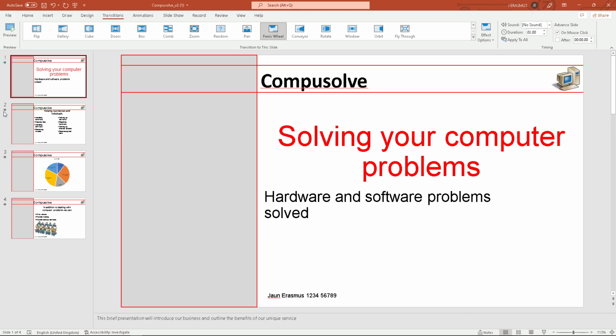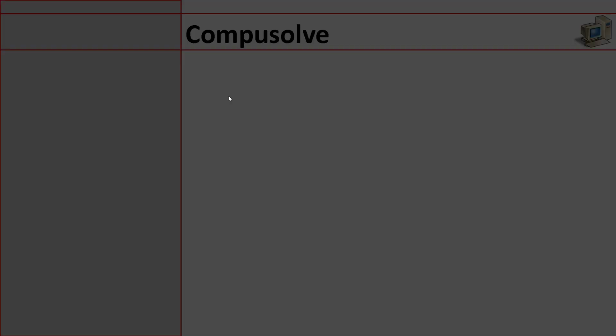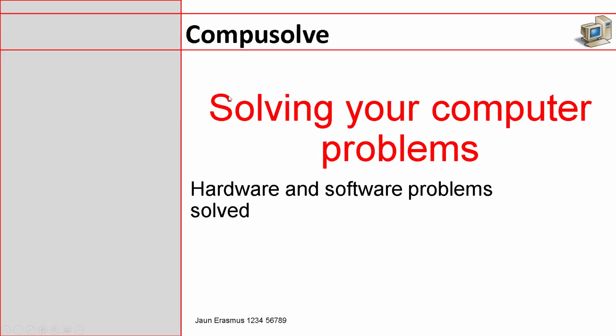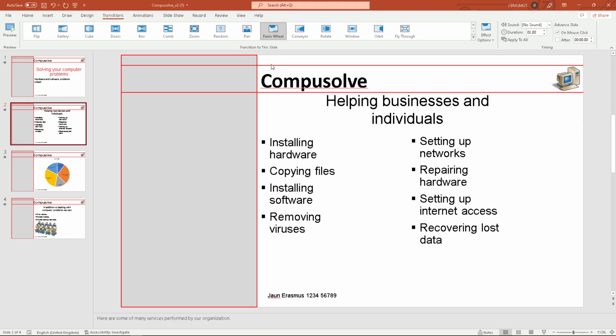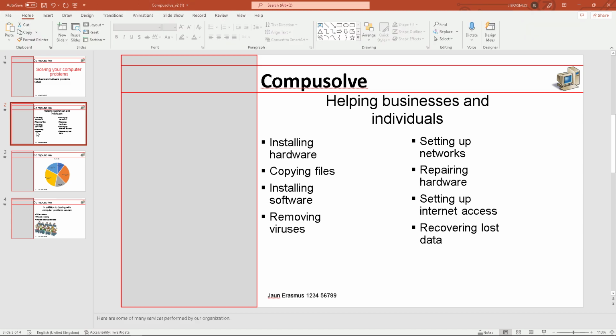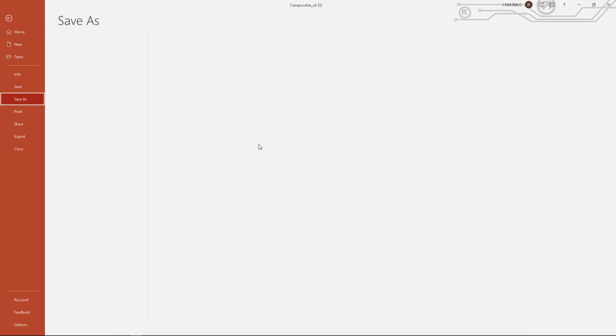So you can see there's the little symbol over there to show that this has been applied to all of the slides. So if we go and look at the slides, you can see everything is going to look like a Ferris wheel. So yeah, we have done this, and we need to save this file.